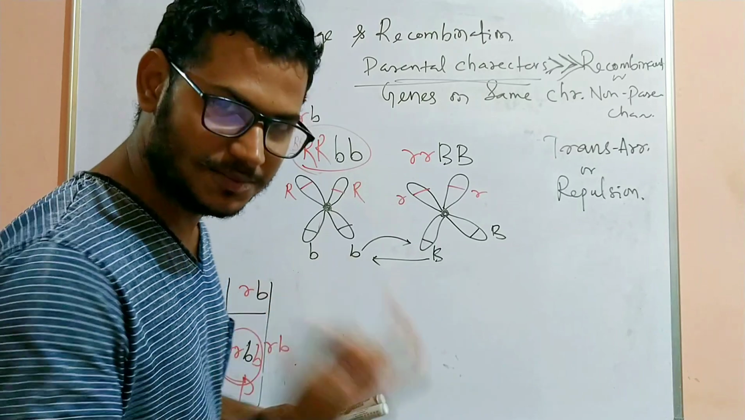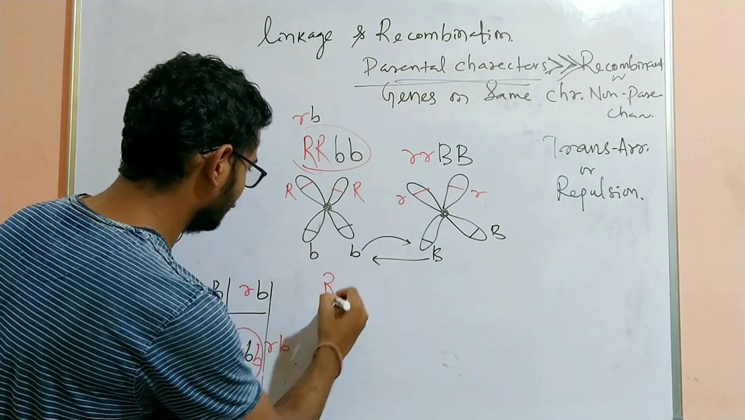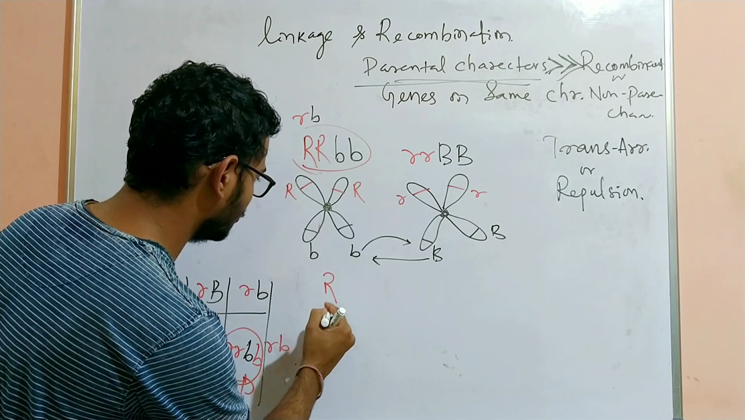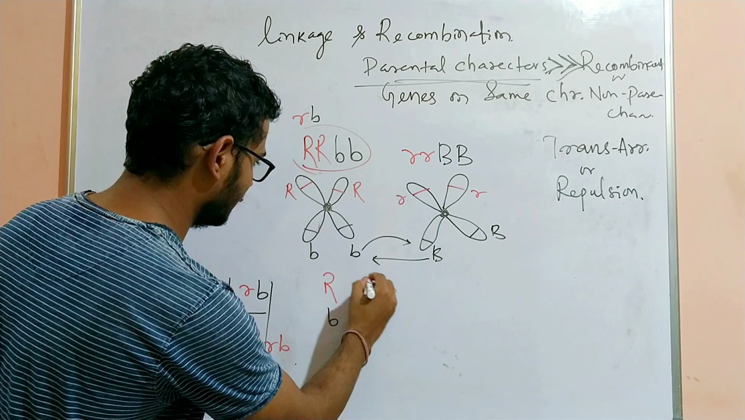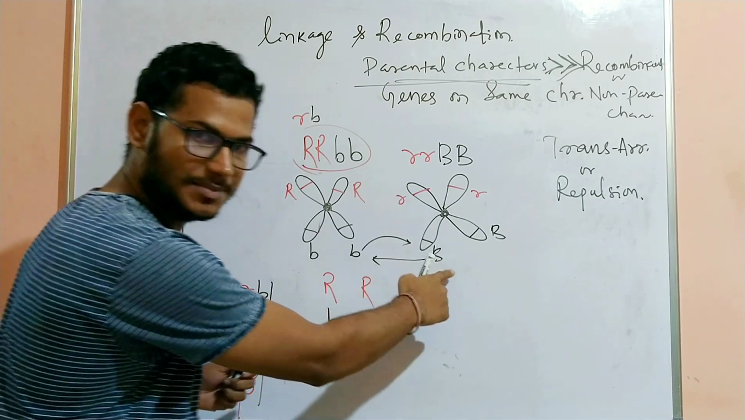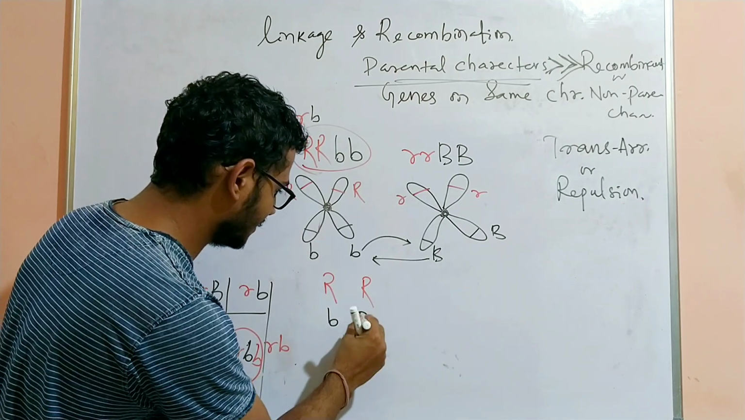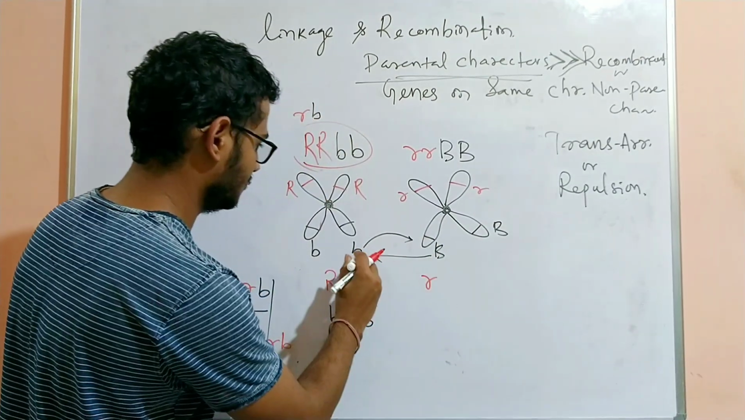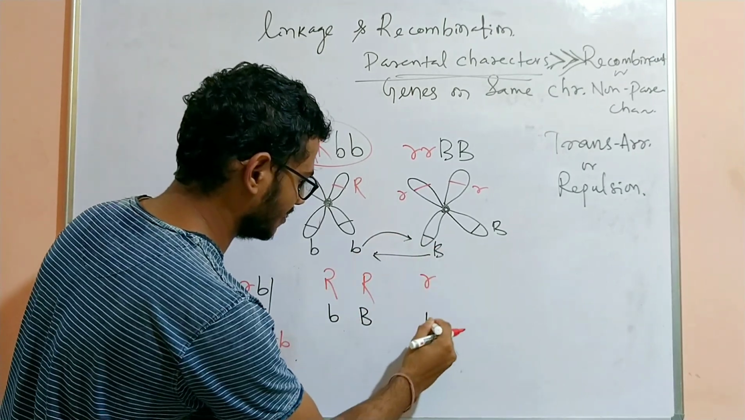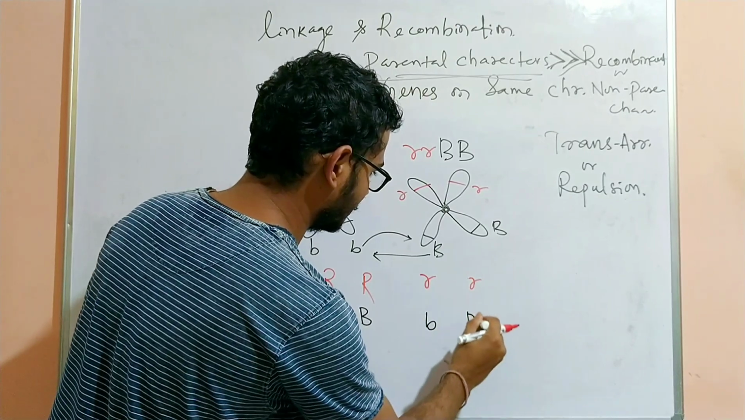The result will be the gamete capital R, small b from here. Here it is capital R, and this capital B is now in this chromosome due to crossing over, so I will write capital B here. Here it is small r, and the small b is now here, so I will write small r, capital B.